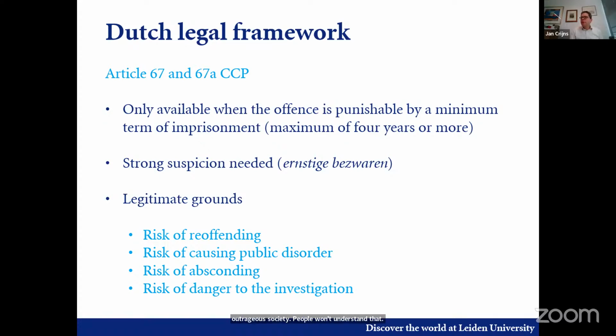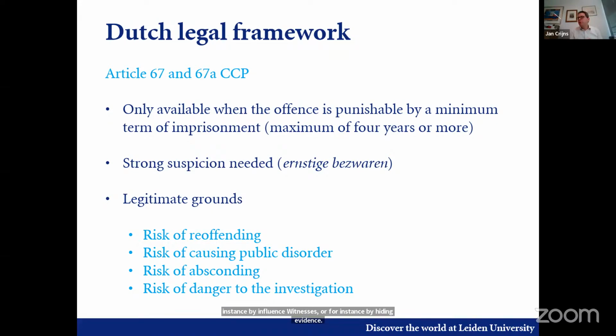Another reason is the risk of absconding. You're afraid that the suspect will flee, he will disappear, he will go to another country, or he will hide himself. And the fourth legitimate ground for pre-trial detention is the risk of danger to the investigation. You're afraid that the suspect will influence the investigation once he is released, for instance, by influencing witnesses, or by hiding evidence.